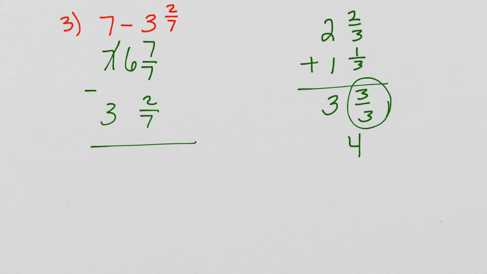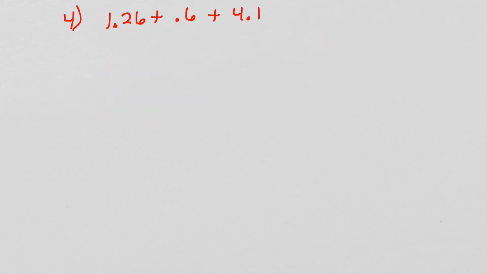Now I'm ready to subtract. So my denominator is a 7, and I'm going to go ahead and subtract 7 minus 2 gives me 5, and I'm going to subtract 6 and 3 give me 3. So 3 5/7. Now I'm going to add decimals.